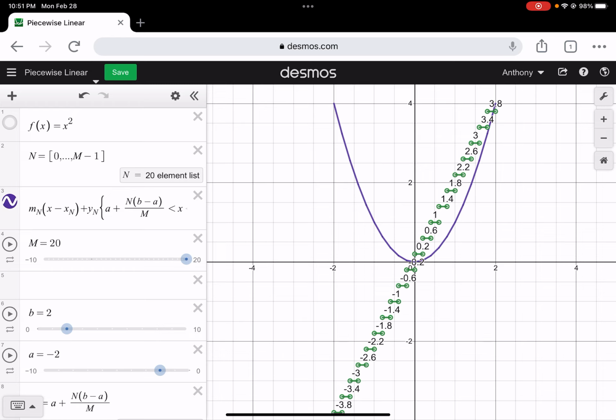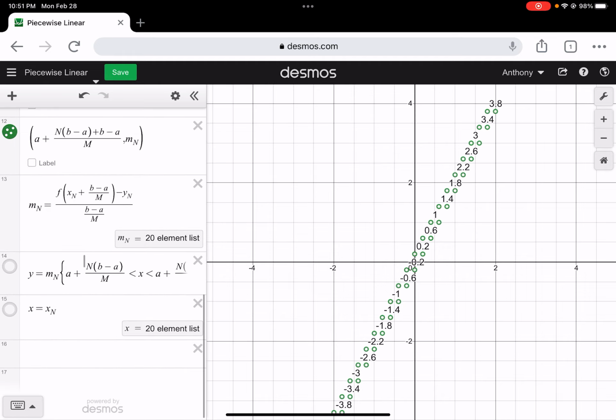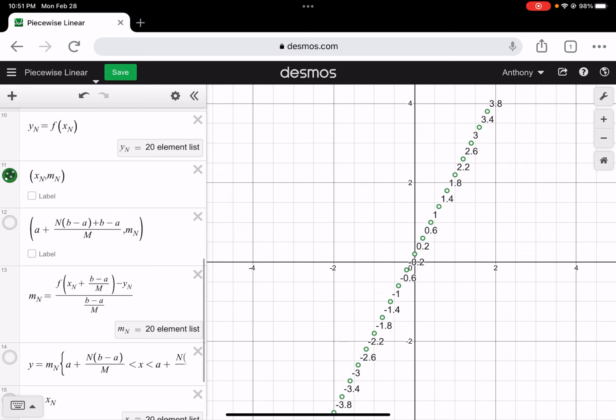So the green graph, its y values tell you the slope of the purple graph. And that's what a derivative will do. Its y values will tell you the slope of the original function for corresponding x values. So let's go ahead and get rid of all that business there.